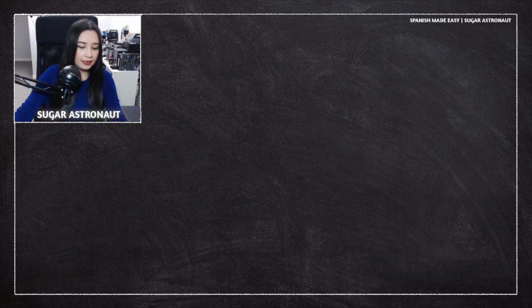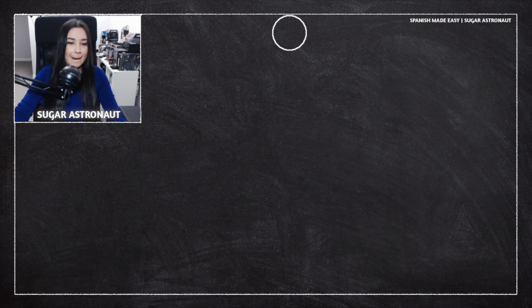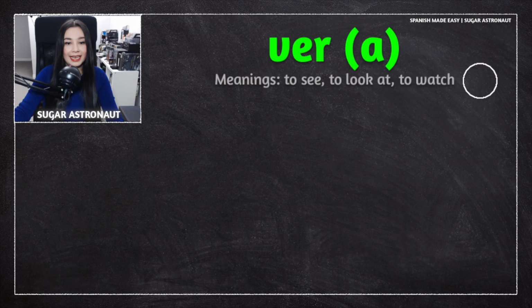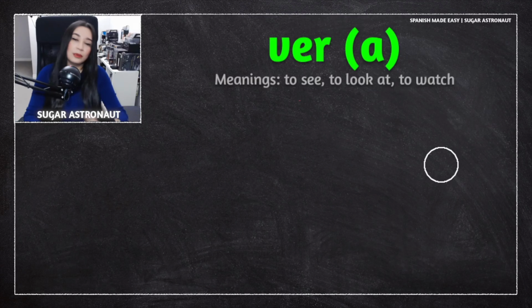So the first and most basic meaning of the verb ver is to see, to look at, and to watch. So it's a very versatile verb. This verb means to see, to look at, to watch. And sometimes you will have to use the word a or the letter a. Ver a. Ver a. Sometimes you don't need it, sometimes you do, and we're gonna look at some examples using ver a and just ver.